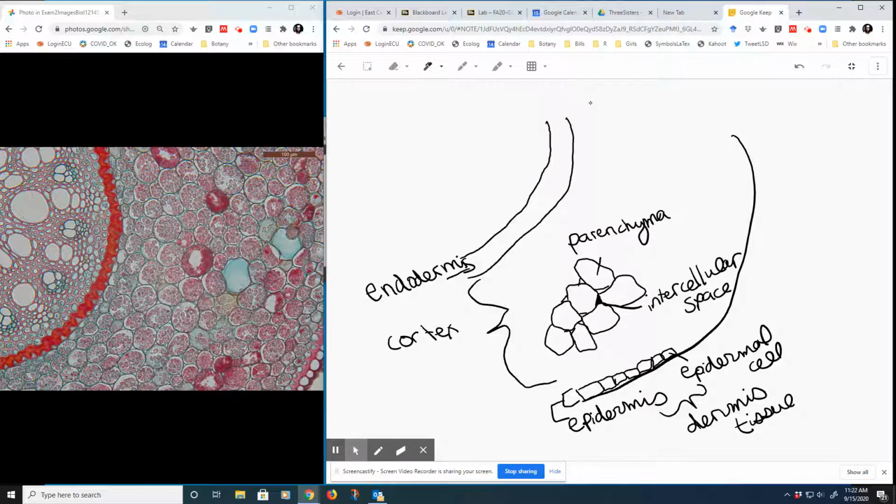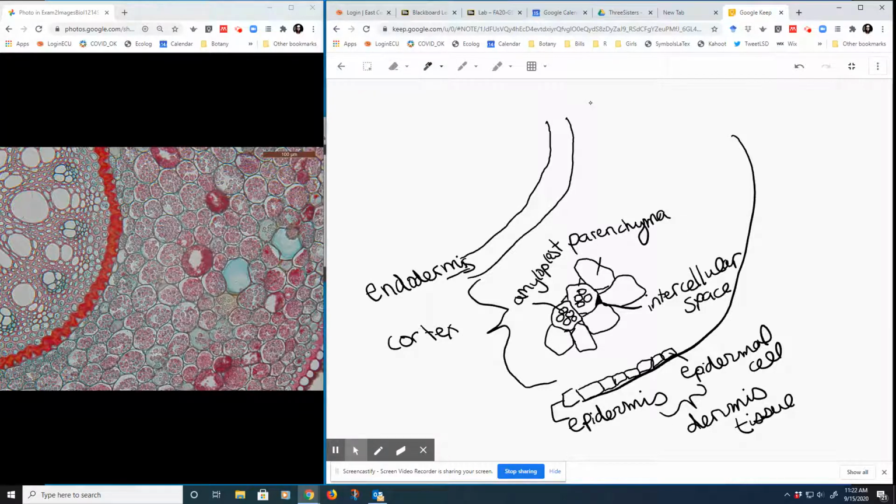And the parenchyma cells are filled with small organelles called plastids. There's several types of plastids, but in this case, each one of these is an amyloplast. And an amyloplast is a plastid that stores sugars. So that's what's happening here.